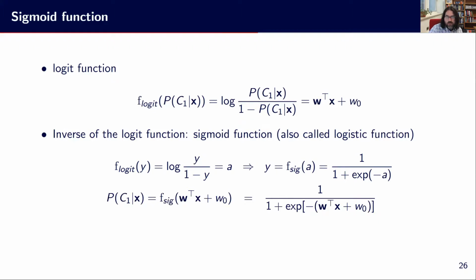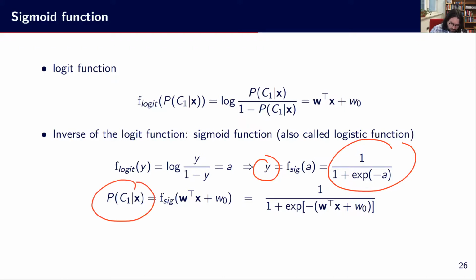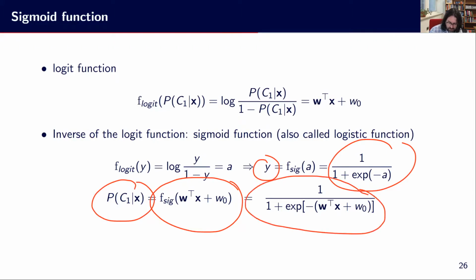So we can directly assume that P, the posterior of C1, which is defined as y, is equal to that. So we know that the posterior is equal to the sigmoid function applied to A, which is basically the linear discriminant. So it is corresponding to applying the sigmoid function on W transpose X plus W0. And if we expand this, we've got that form. So basically, our posterior is equivalent to 1 over 1 plus exponential minus H of X, which is W transpose X plus W0.